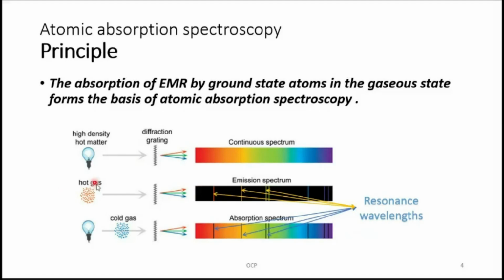Now if you take the same gas and cool it down, it may be at room temperature, and you pass this electromagnetic radiation through it. The original electromagnetic radiation after passing through the grating gave you a continuous spectrum. But when it passes through the gas, the exact wavelengths which were present in the emission spectrum will be absent in the absorption spectrum. This third kind of scenario we are going to use in atomic absorption spectroscopy. We will create a cloud of gas consisting of atoms, and we will pass electromagnetic radiation through it. The gas will absorb some of the wavelengths which are characteristic of that gas, and you will get the characteristic spectra.